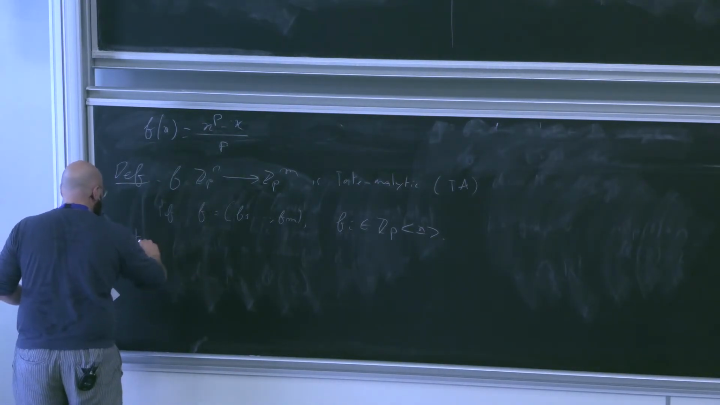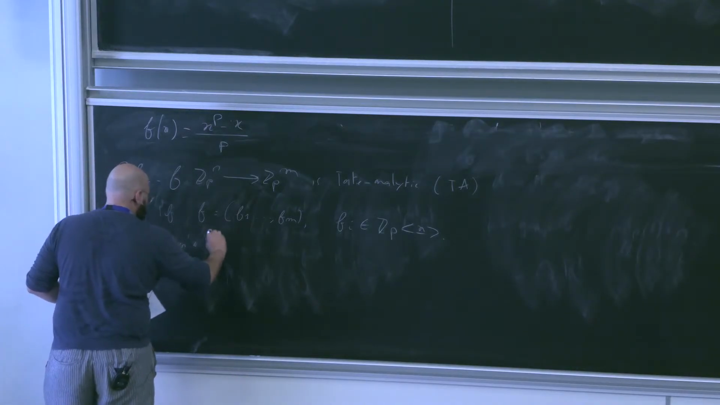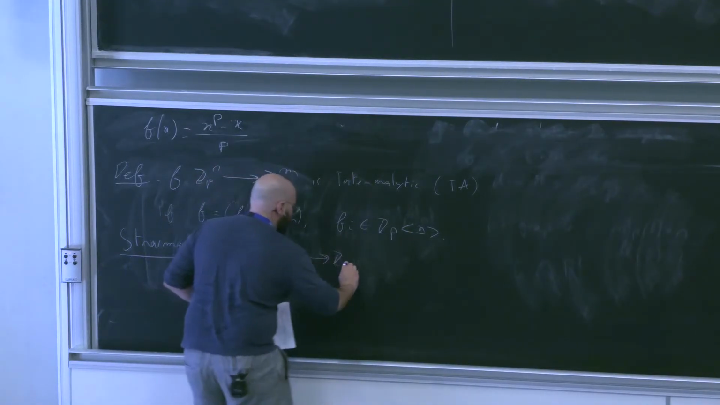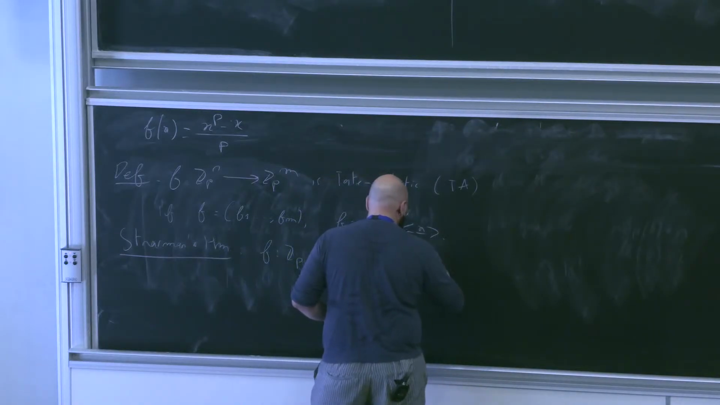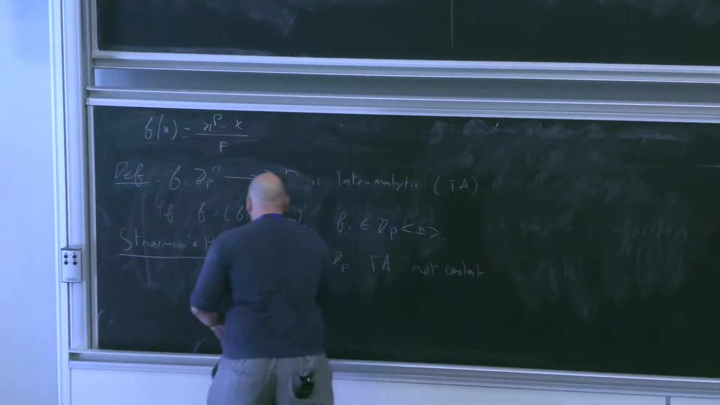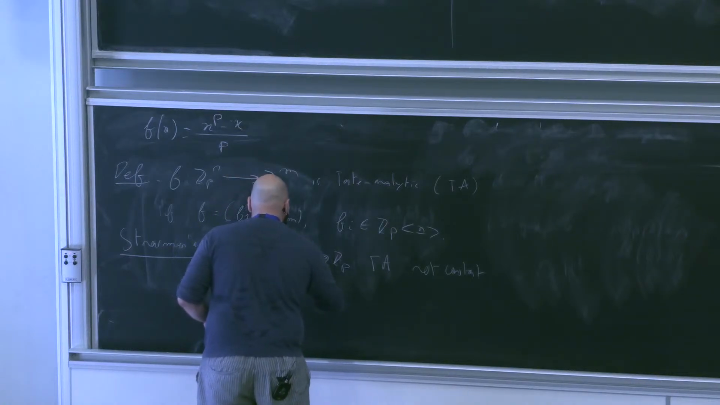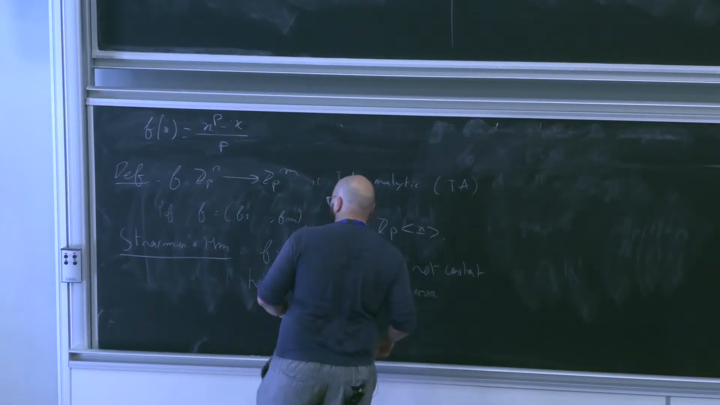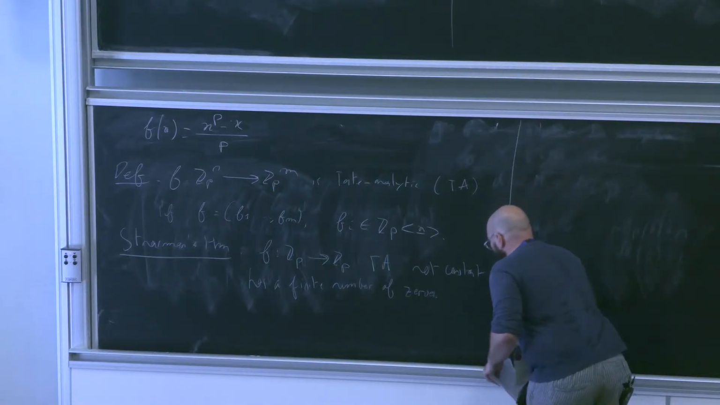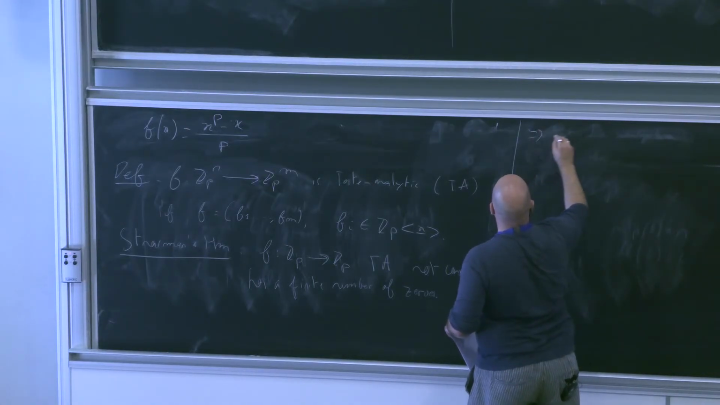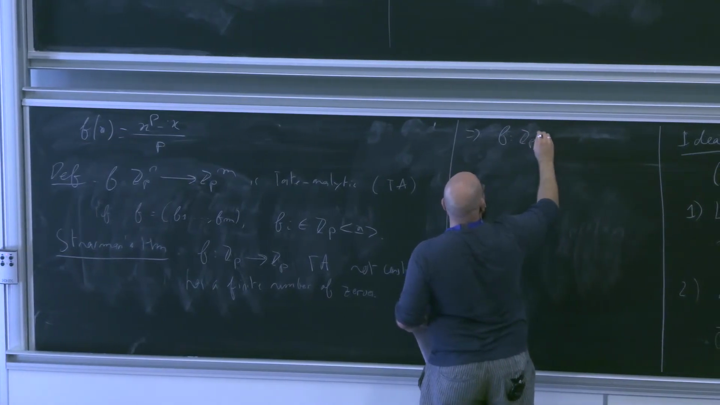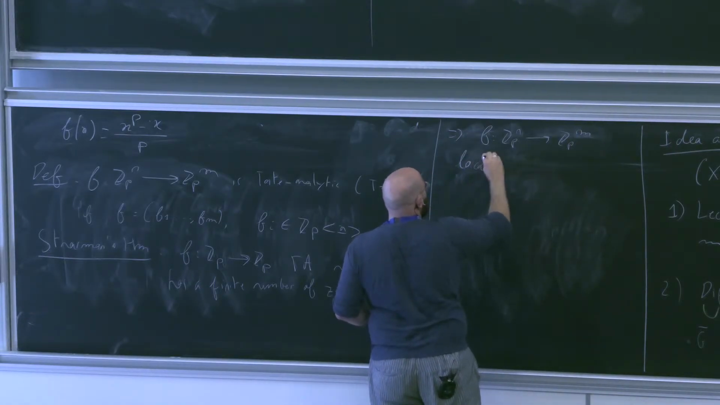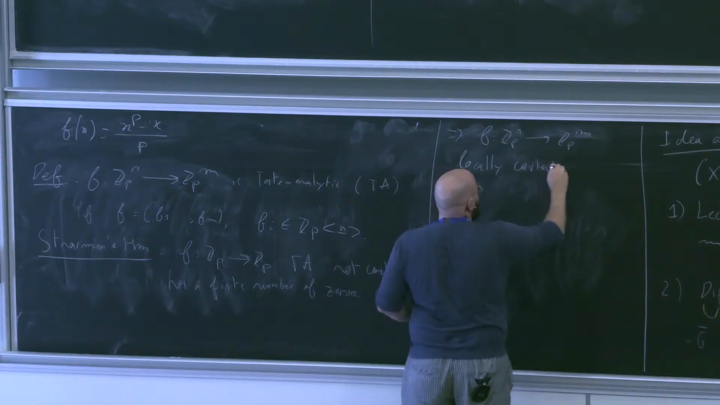So you have Strassman's theorem that tells you that f from Zp to Zp, which is Tate analytic and not constant, has a finite number of zeros. Okay. And this gives you a corollary, which is that f from Zp^n to Zp^m, locally constant implies constant.